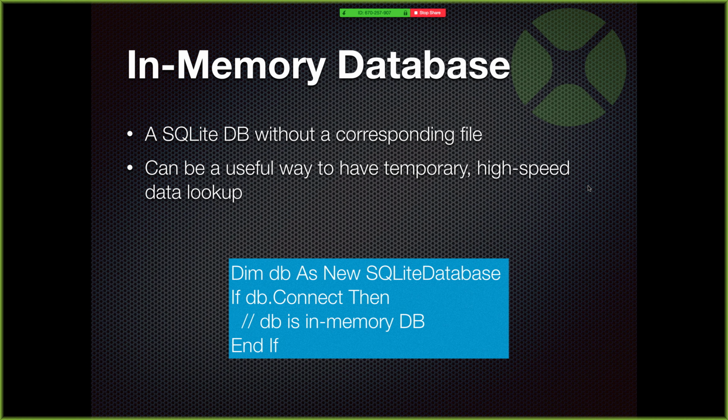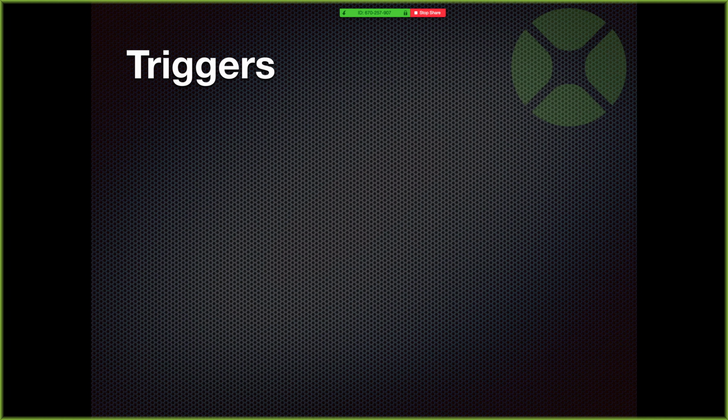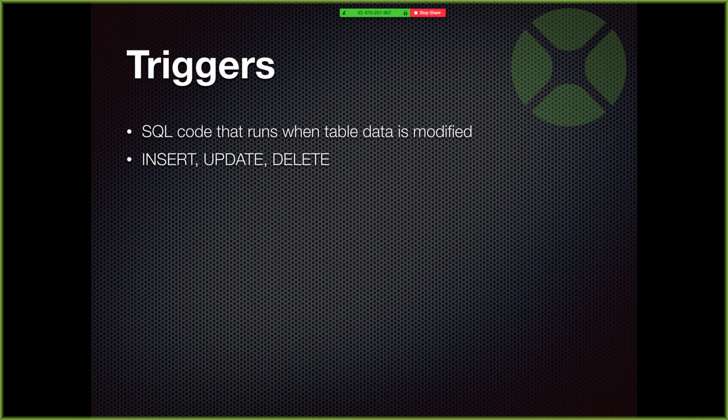All right, moving on to triggers. Triggers are SQL code that runs when table data is modified in some way. Now this can be that you're inserting data into a table, you're updating data in the table, or even if you're deleting data from a table. And these are on the SQLite database, so they don't require any code in Xojo or any other tool to use them. They're just on the database. And they're useful for a variety of things.